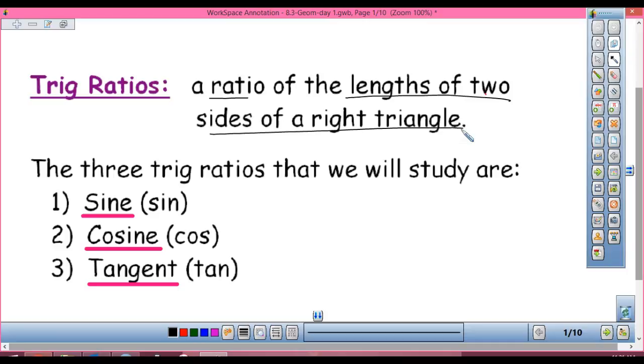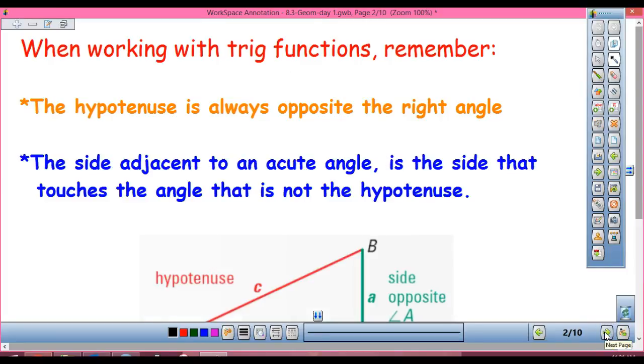Okay, we have three different ones. We've got sine. We abbreviate it SIN. We say sine, not sin. Okay, cosine. We abbreviate it COS. We still say cosine, not cos. Right, and then tangent. We abbreviate it as TAN. Okay, so those are some of the abbreviations that you're going to see when we are doing these.